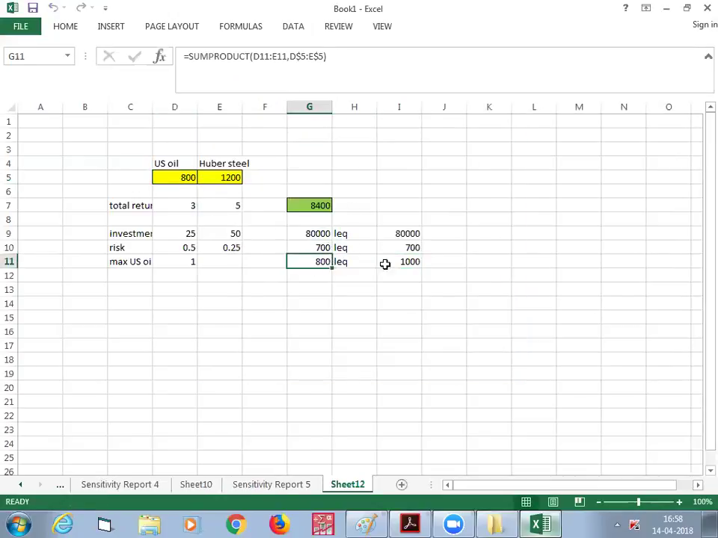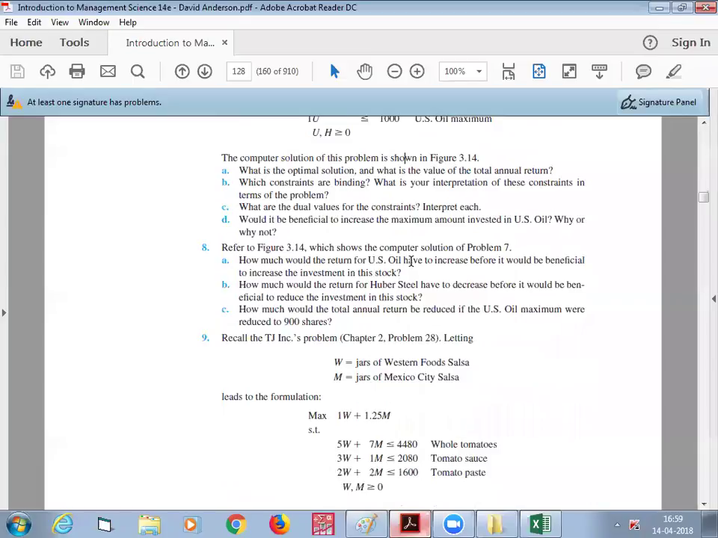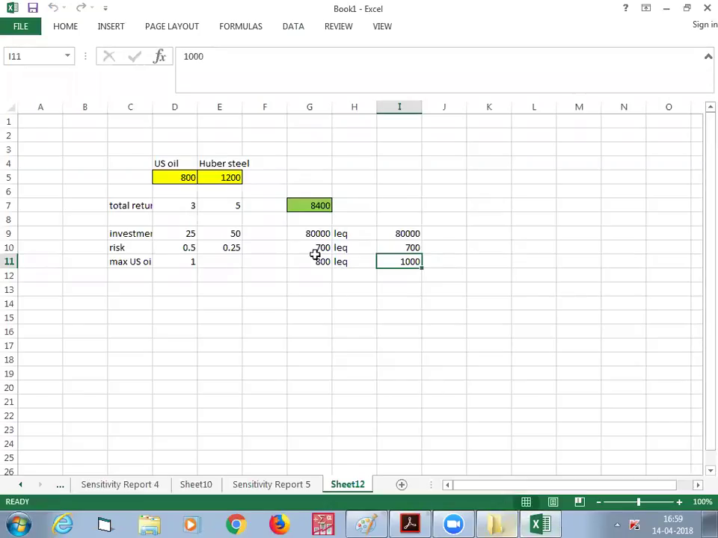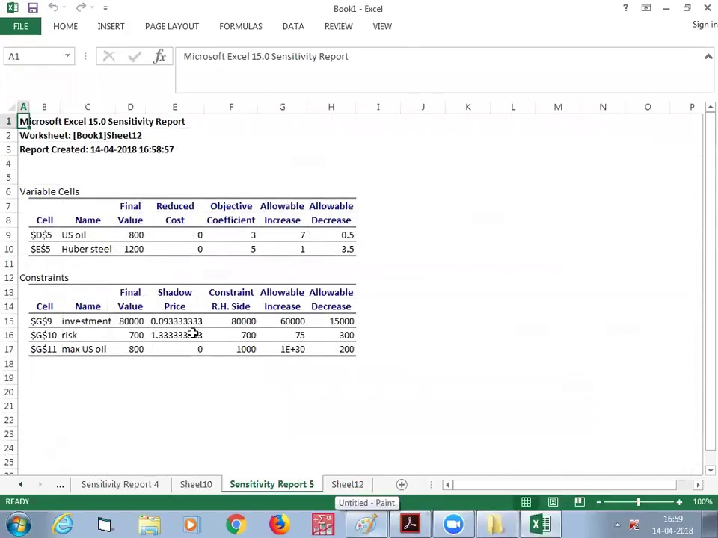800 units. Notice that this is not binding, whereas the other two are binding, which is the same thing as what they got. Right? So this 200 slack is the difference between left-hand side and right-hand side. Okay. All right, and let's see our dual values in comparison. Yes, marginal rate of return is 9.3%.